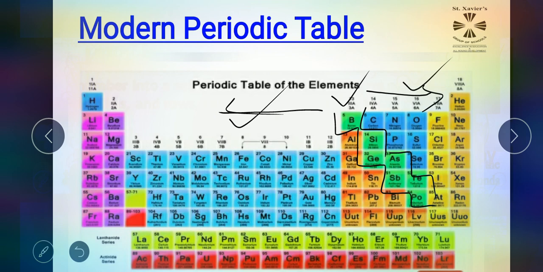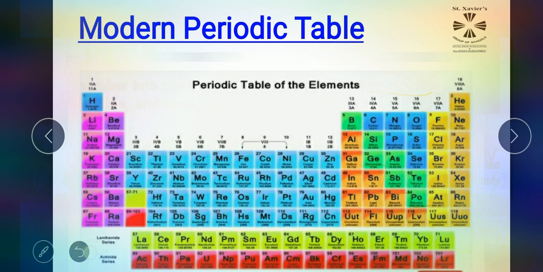Not only this, students, there are a few more things I'll tell you about the modern periodic table. Group 1 is known as alkali metals, whereas group 2 is known as alkaline earth metals. You will remember that, students. The last group, group 18, is called zero group elements, or the group of inert gases. They have valency 0, that's why they are named zero group elements, students.